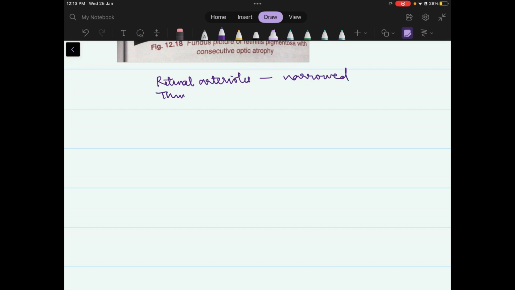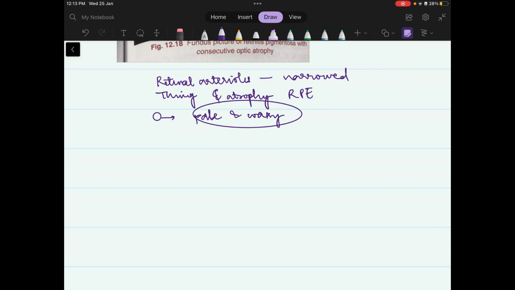Then there will be thinning and atrophy of the retinal pigment epithelium. The optic disc will be pale and waxy. Why? Because in later stages optic atrophy may occur. Then coming to the visual field changes, scotomas will be present. I told you that initially peripheral vision is more affected, and later these scotomas will increase, only tubular vision will be left, and later on the person may go blind.